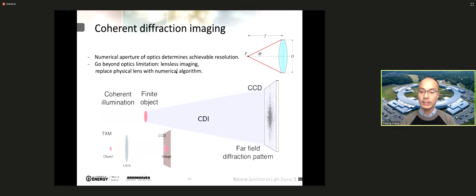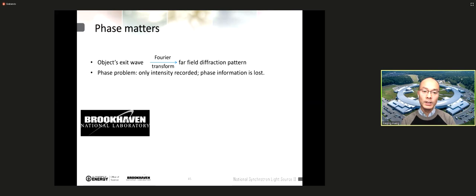But of course, nothing is free. In this case, as we know, the Fourier transform of a complex function is also a complex function. Essentially, it has a magnitude and a phase. But in experiment, our detector is only able to record the magnitude information. All the phase information is lost. But unfortunately, in this process, the phase information is very critical.